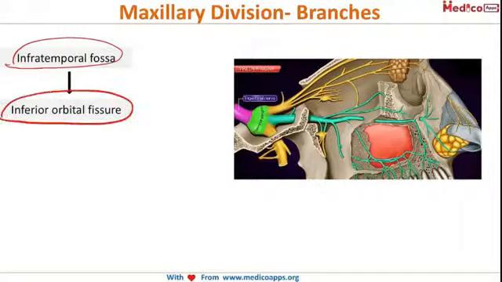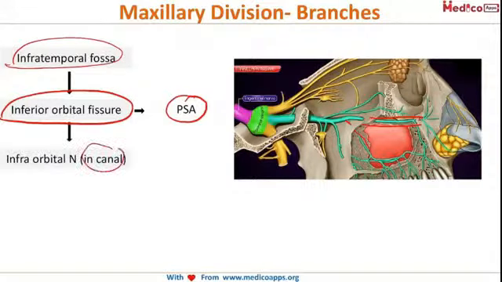So when it enters the inferior orbital fissure, it enters the infraorbital canal that is present within the floor of the orbital cavity. So this structure here is the infraorbital canal. Within that area it gives out a branch, that is the posterior superior alveolar branch. So here this is the posterior superior alveolar branch. Then within the infraorbital canal it gives out a few more branches, and within the infraorbital canal the nerve is now called the infraorbital nerve.